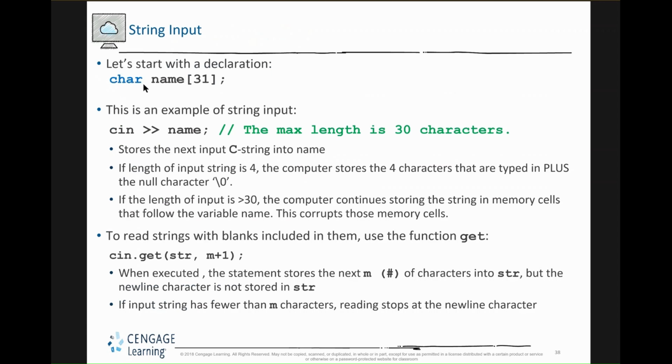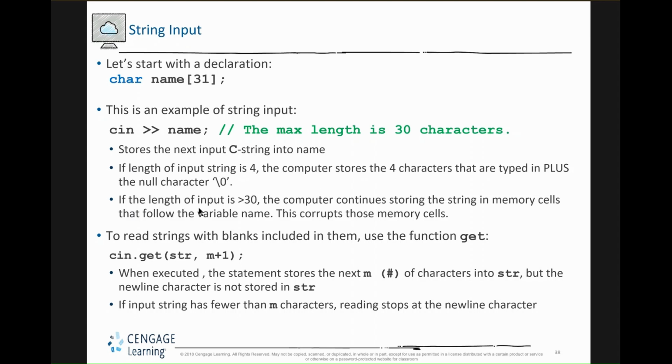All right, so let's talk about string input. Let's start with char name[31]. So we've got 31 items in this string of characters. This is an example of string input, cin >> name. So now the user can type in a name. The maximum length they can type in is 30 because the 31st location holds the null character value. So it stores the next input C string into name. So when someone types in their response, it'll be stored in name. If the length of the input is 4, the computer stores the 4 characters that are typed in, plus the null character. So the total value of it would be 5.